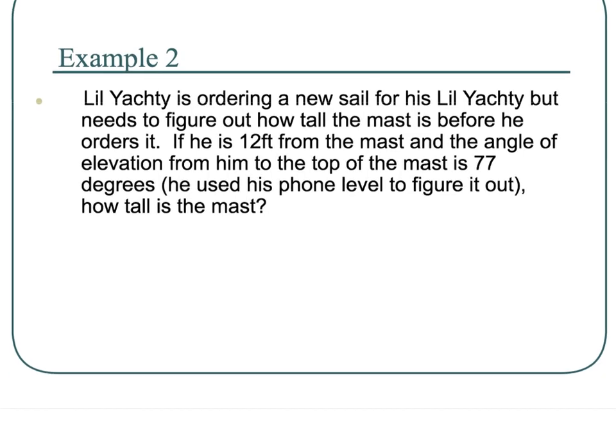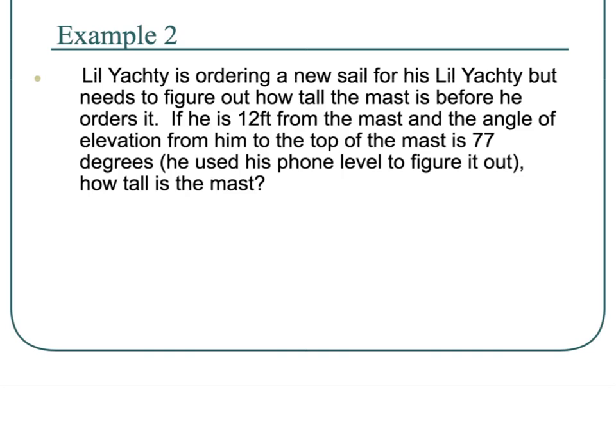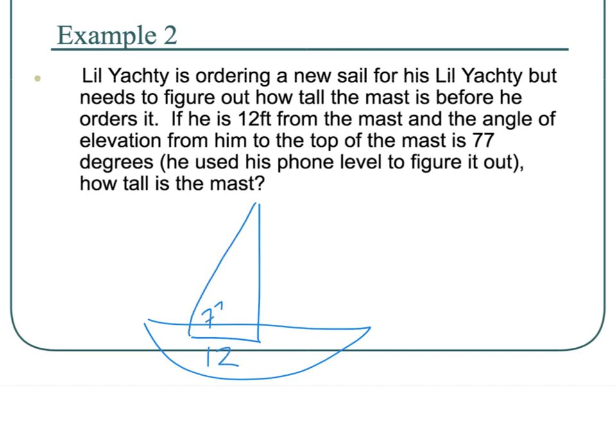So let's draw a picture of this situation. He's got his little yacht, and then he's got a mast going up, and he is 12 feet from it, and the angle of elevation to the top is 77 degrees. That's what this angle is right here. Let's just hope that the mast is going straight up so it's a right angle. I'm going to assume that. He wants to figure out how tall it is, meaning he wants to figure this out.